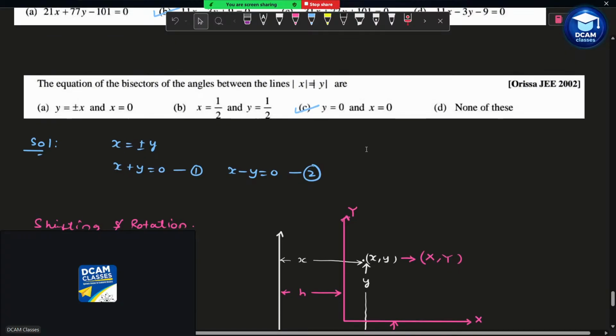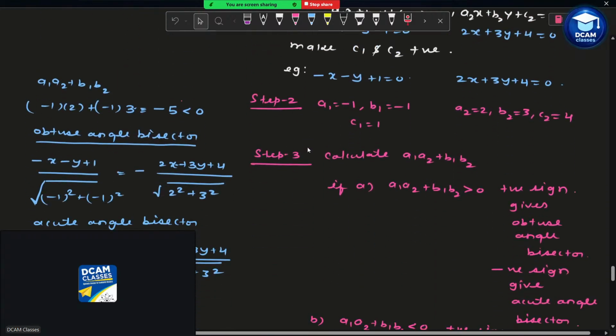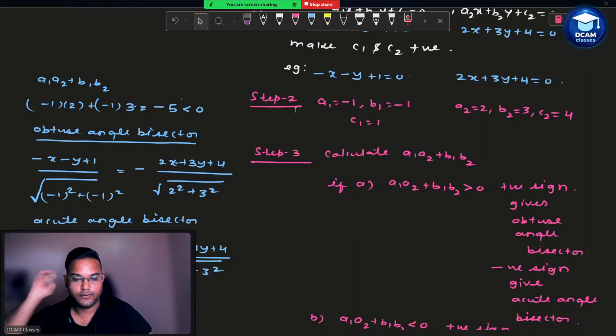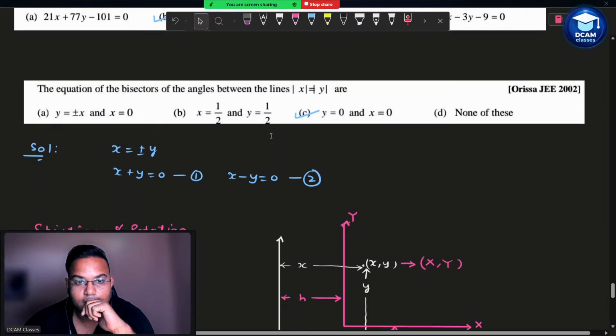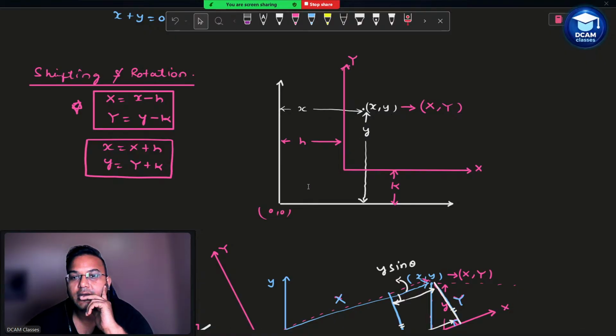See, actually, in the last class, what I taught was bisectors: how to find the equation of bisectors. That is the first thing. Then I taught shifting and rotation. What was shifting? Suppose there is a point (x, y) and the axes get shifted to capital X and capital Y, where the new y-axis is at a distance of h units from the original y-axis, and the new x-axis is at a distance of k units from the original x-axis.